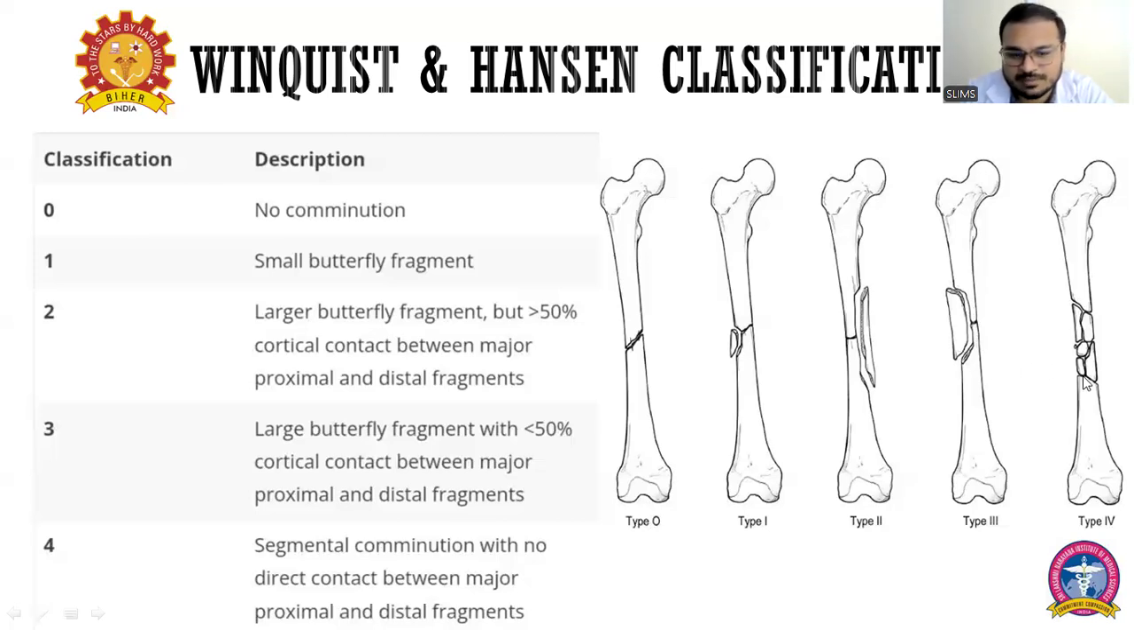And type 4 is a segmental comminution fracture where there is no contact between the major proximal and the distal fragments. So type 4 is segmental. Segmental means the bone is fractured in more than one site of the continuity. So the bone will be in parts of segments. There will be 1, 2, 3 or multiple fragments of the bone which is fractured according to the segments. So that is type 4, the segmental comminution of the fracture.